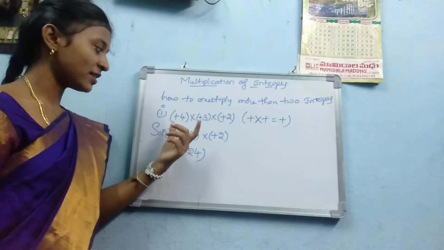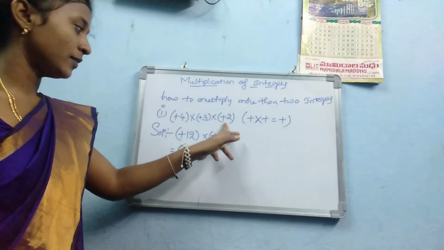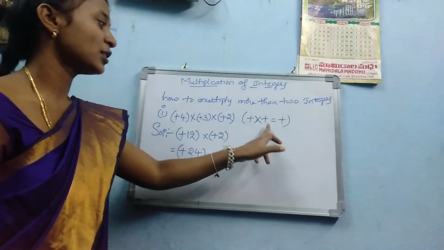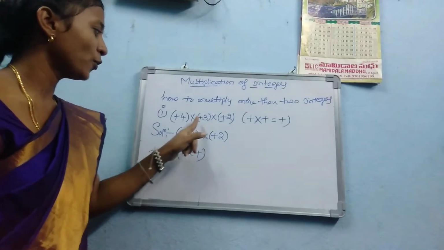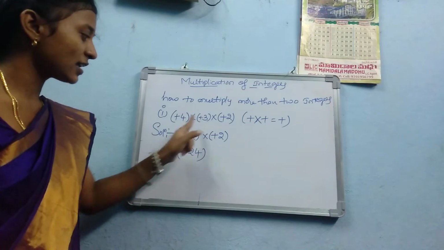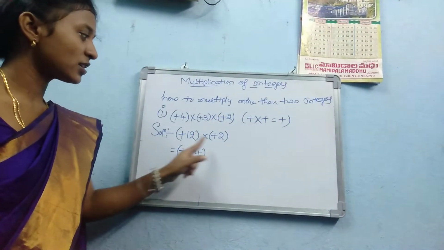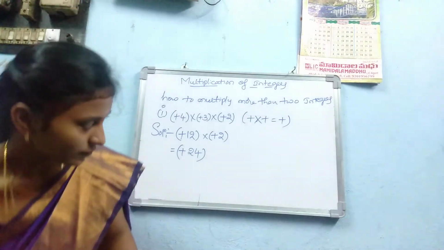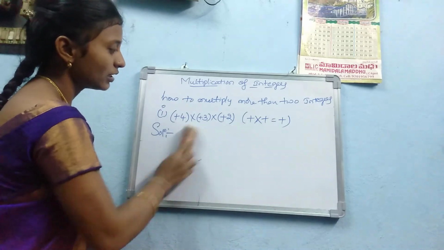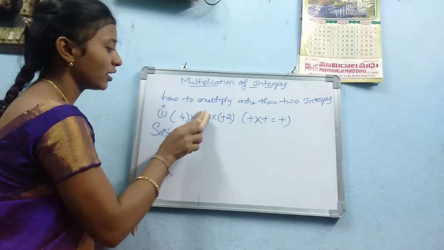I will explain once again. We take three positive integers from the first law, plus into plus is plus, we use the plus into plus formula. Plus 4 into plus 3 into plus 2. Plus into plus is plus, 4 threes are 12, into plus 2. Plus into plus is plus, 12 twos are 24. Same numbers but the symbols are different.